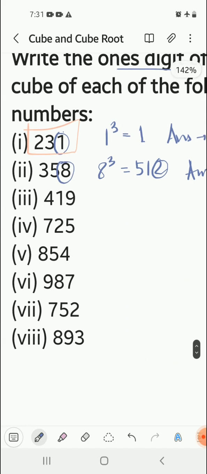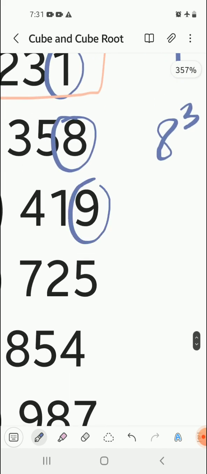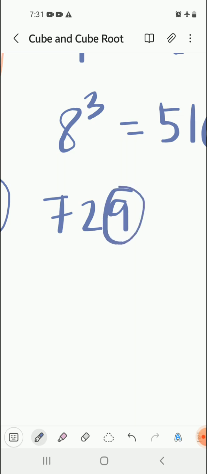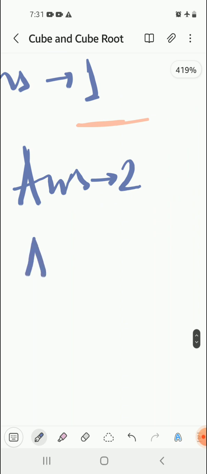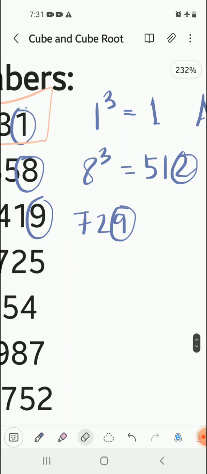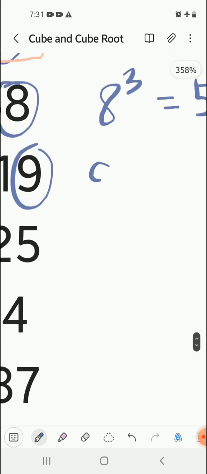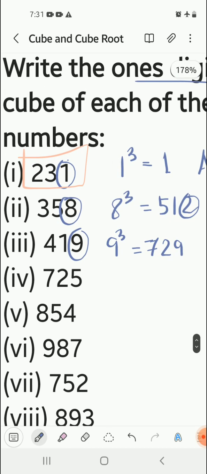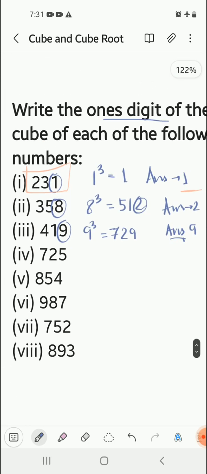We'll move to the next question. 419. The number at the units place is 9. So find the cube of 9. Cube of 9 is 729. So you see there is 9 in the units place. So the answer will be 9. And to write it this way, that 9 cube is 729. This is how we are going to solve these answers.